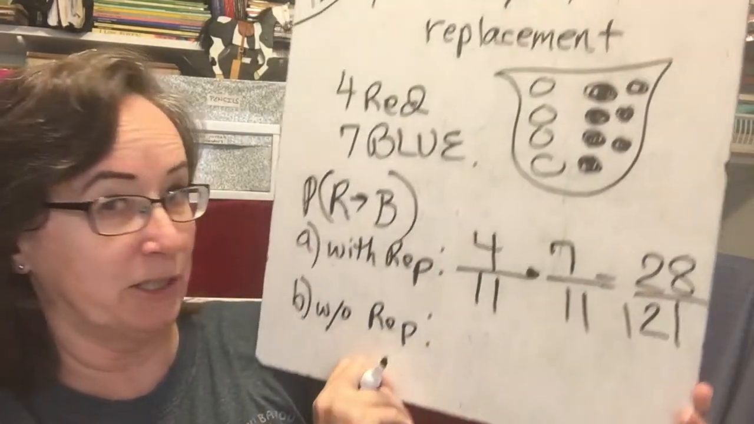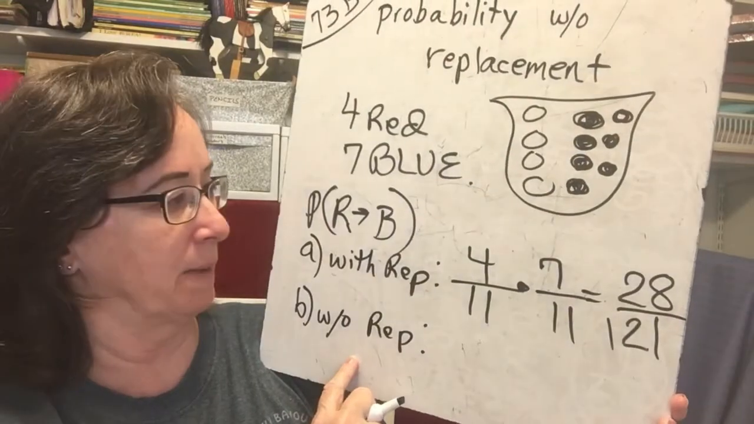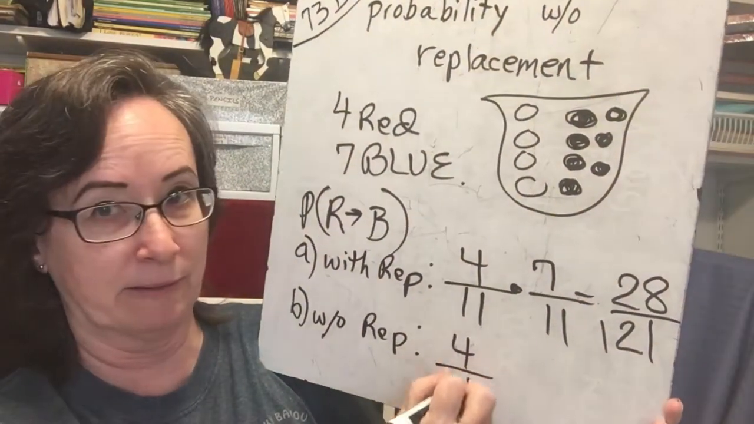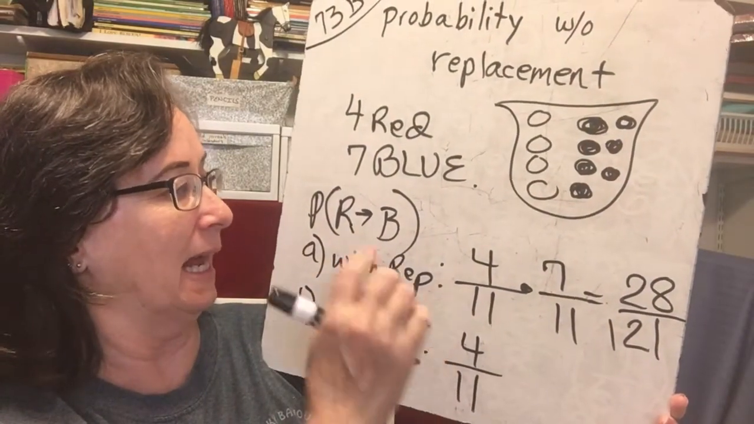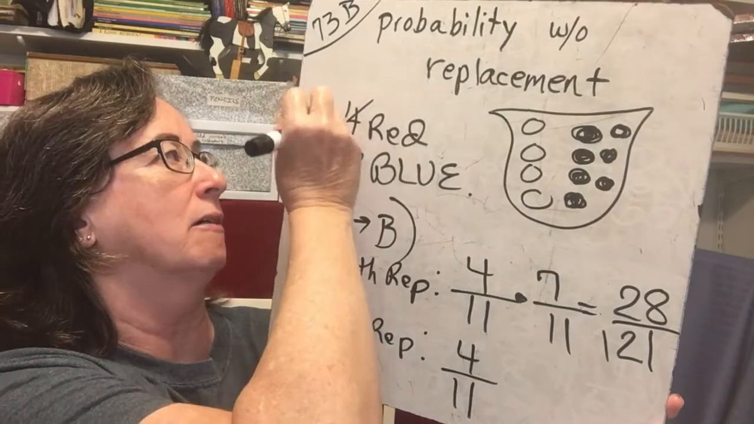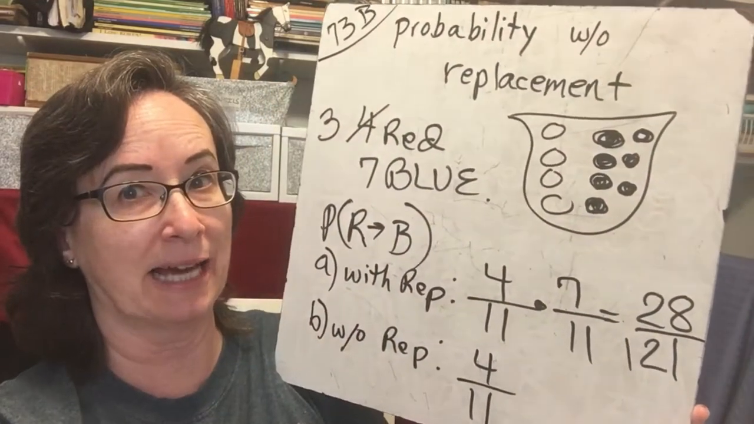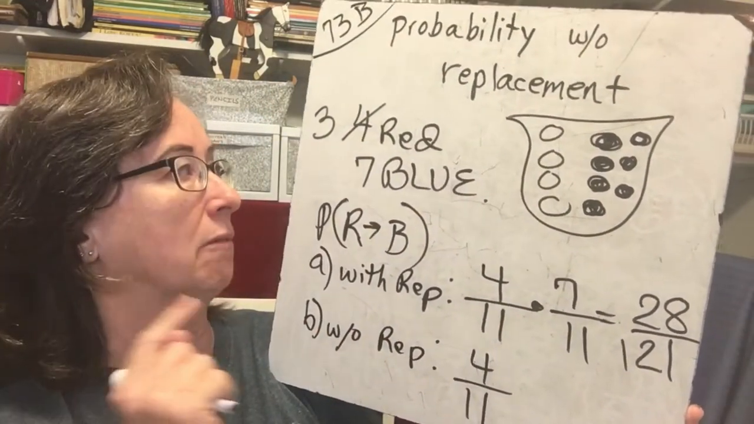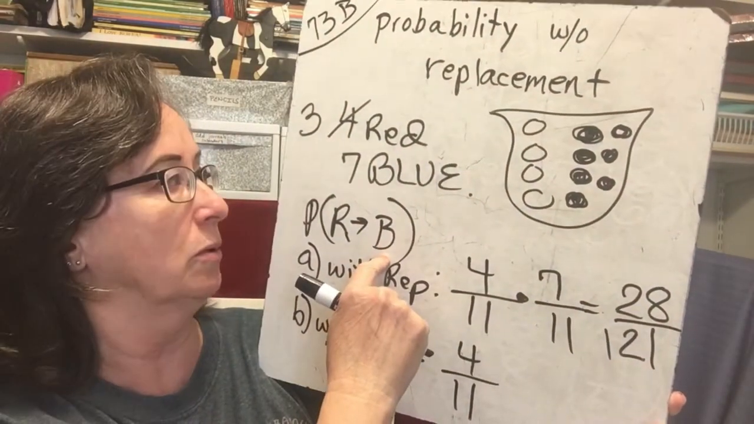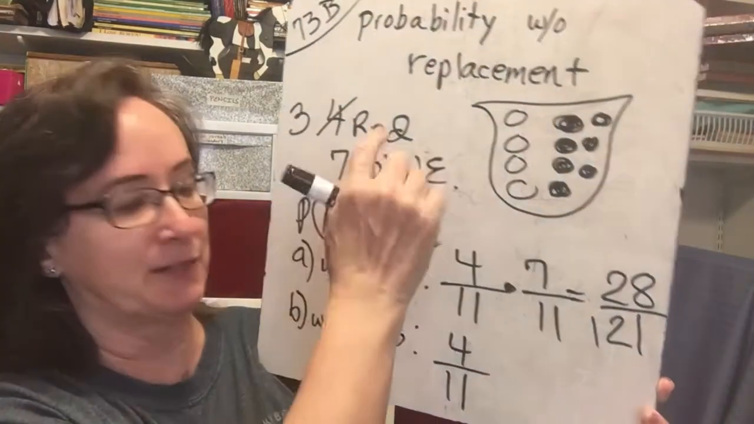Now I'm going to do it without replacement. This one's not going to change. It's still going to be 4 over 11. But then I was drawing a red, therefore I take the red out because I assume I got a red and did not replace it. So now the probability of blue will be 7 out of 10.